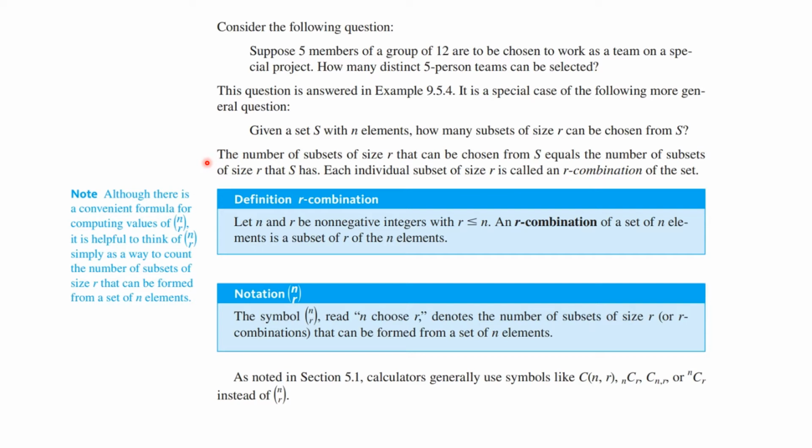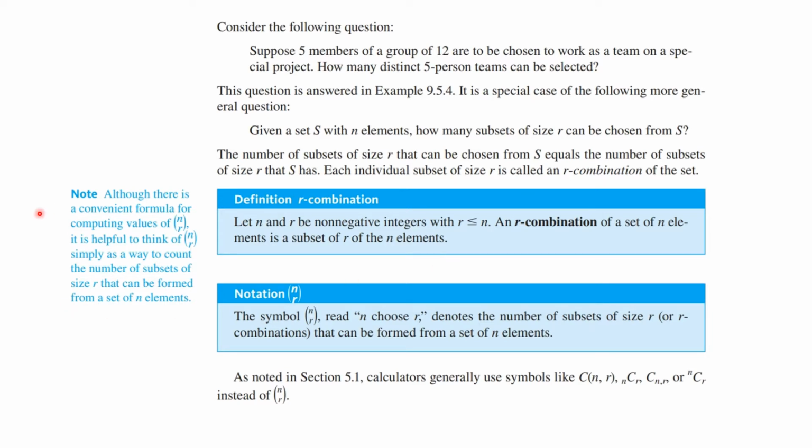The number of subsets of size r that can be chosen from S equals the number of subsets of size r that S has. Each individual subset of size r is called an r-combination of the set. So if n and r are non-negative integers and r is less than n, then an r-combination of a set of n elements is a subset of the n elements itself.